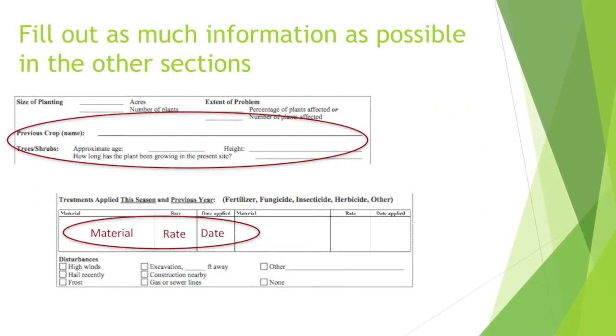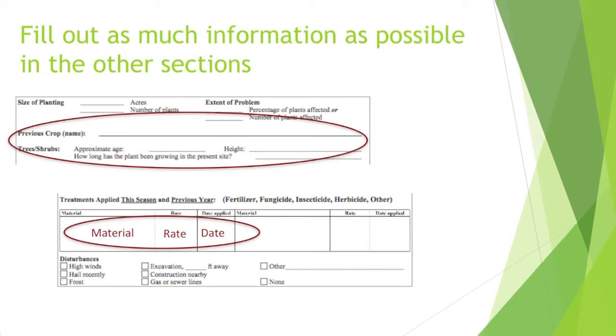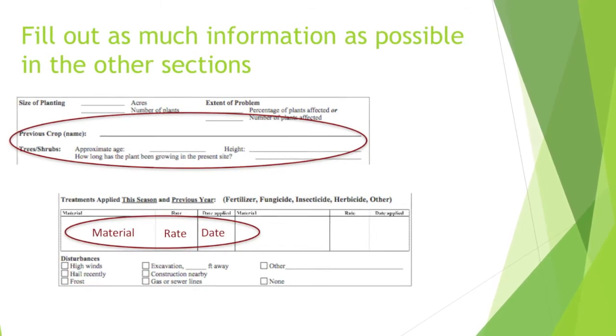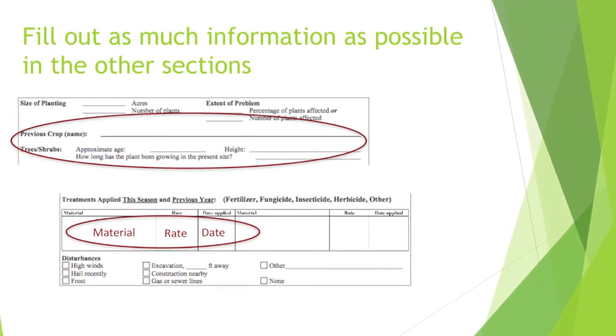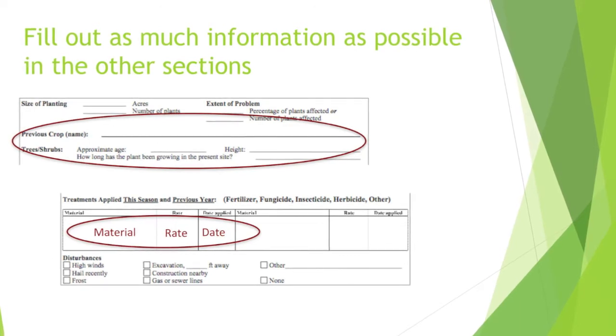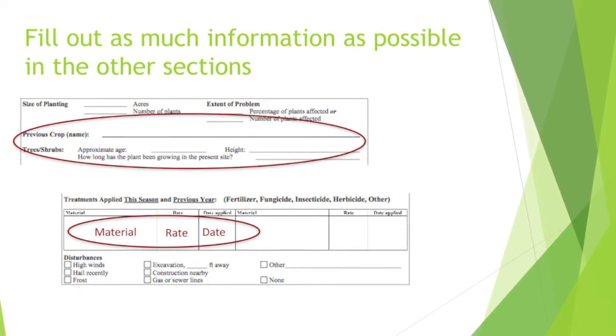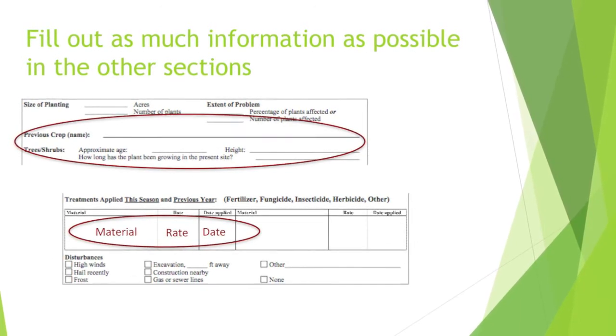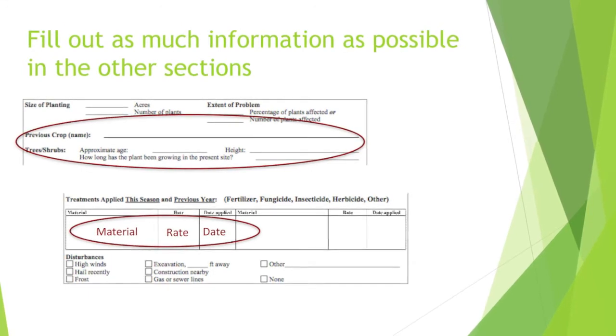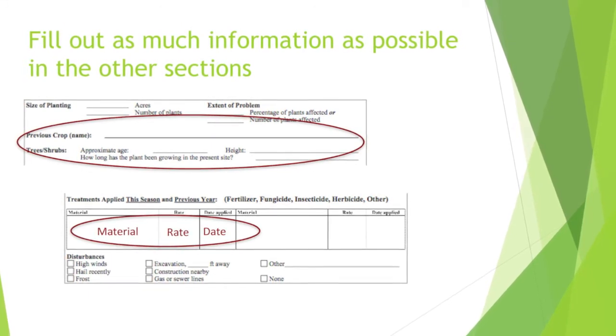Fill out as much information as possible in the other sections of the form, including the previous crop or previous plant that was in the same location. For example, if you are submitting a sample from an arborvitae, and there was another arborvitae planted in the same location that died last year, this is important information for us to know.